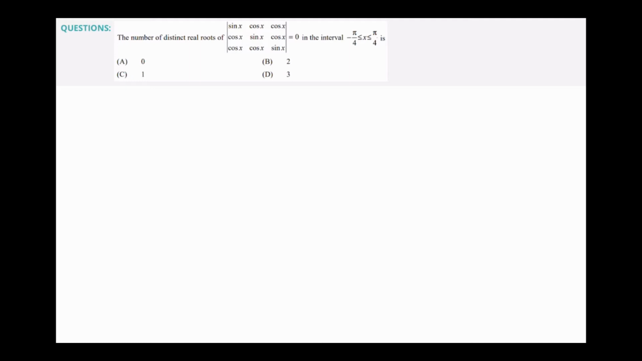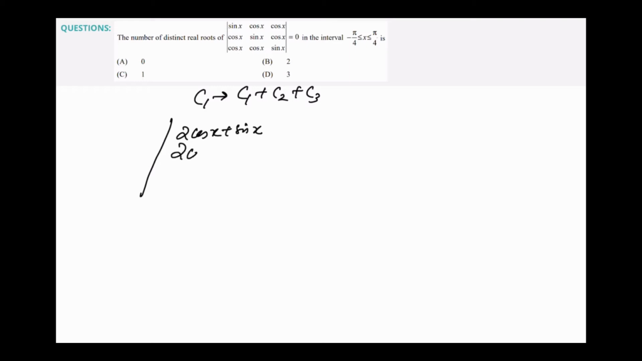Now let's see the next question. What is here in this question? Sine and cos are given and some interval is given. Now nothing common we can take, but if I add all of this, it'll give me some simple common thing. What I'll do? Column 1 is equal to what? Column 1 plus column 2 plus column 3.